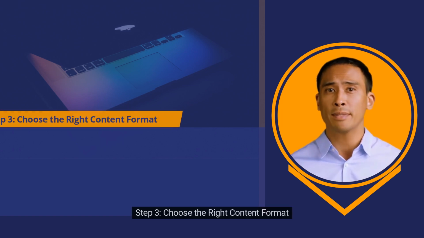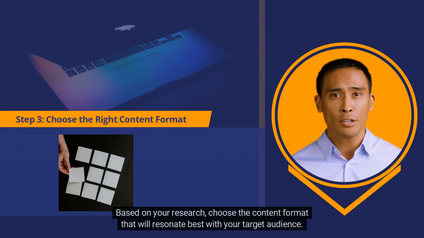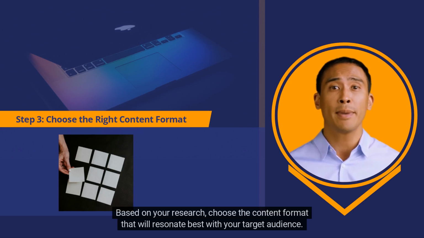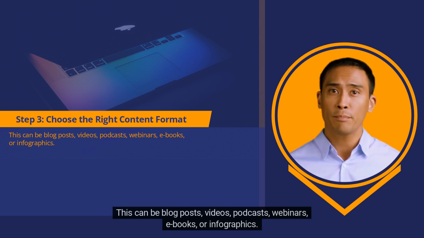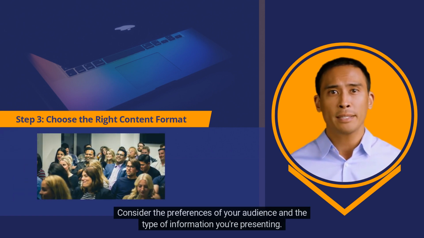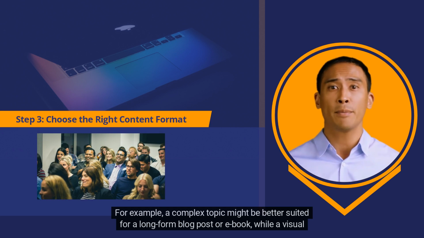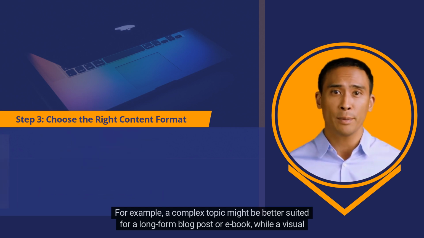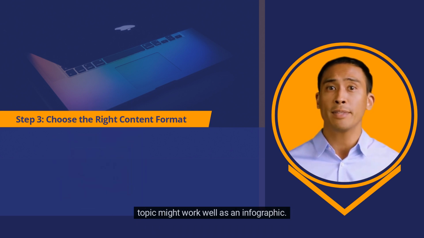Step 3. Choose the right content format. Based on your research, choose the content format that will resonate best with your target audience. This can be blog posts, videos, podcasts, webinars, ebooks, or infographics. Consider the preferences of your audience and the type of information you're presenting. For example, a complex topic might be better suited for a long-form blog post or ebook, while a visual topic might work well as an infographic.